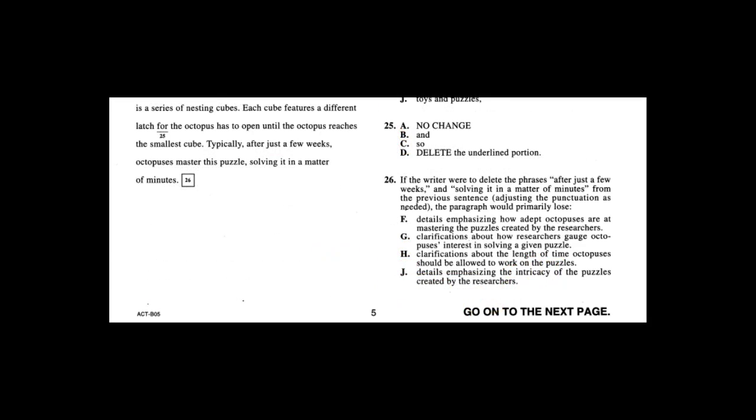Problem number 26, it's a Formula B question. Here, if the writer is going to delete these phrases, and this phrase here from the previous sentence, adjunct to the punctuation, what would you lose? Okay, so let's go ahead and find them. Here it is. And then we have the other sentence. It says solving. Okay, right here. Now, you will notice that there's a comma right before that clause and a comma right before that clause.